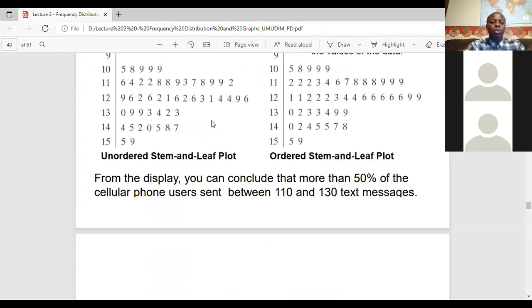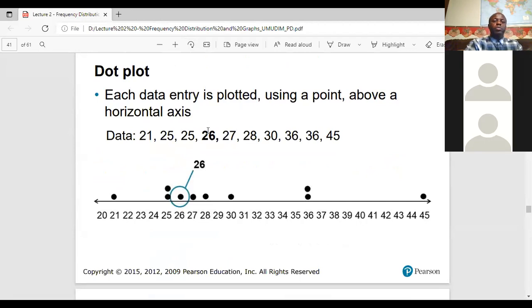Nope. No question. Good. Now let's look at the next one, which is the dot plots. In a dot plot, we use a dot to represent the data. So each data entry is represented with a dot, and if it repeats more than once, we put another dot on top of that.